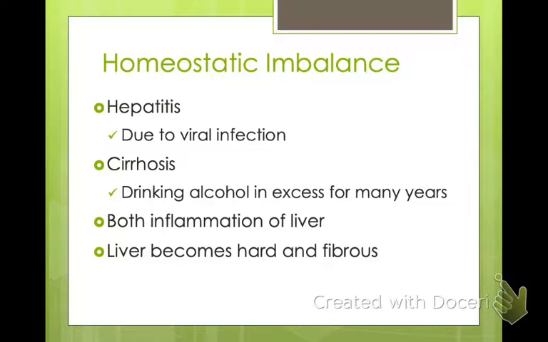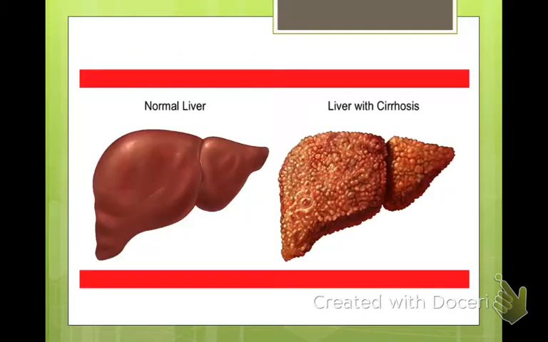And this can also be caused by drinking too much alcohol in excess for lots and lots of years, and it will cause cirrhosis. So they're both inflammations of the liver, hepatitis and cirrhosis, and it causes the liver to become hard and fibrous. And so on this slide, I have what a normal liver looks like. And then you can see the liver on the right is one that has cirrhosis, or it could even look like that if you've had hepatitis for years and it's been working at your liver, it will end up being hard and the cells are dying off, and it can end up killing you.